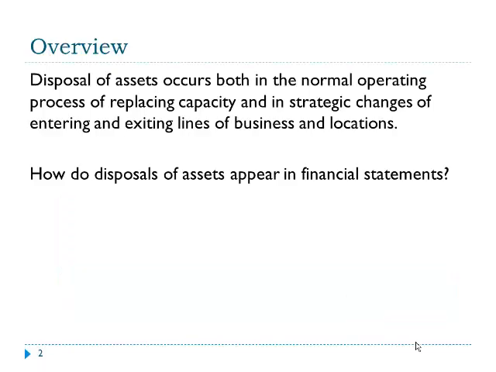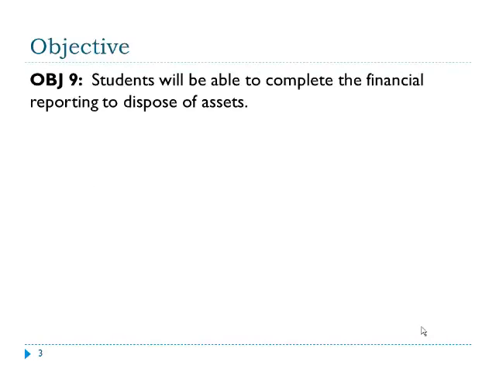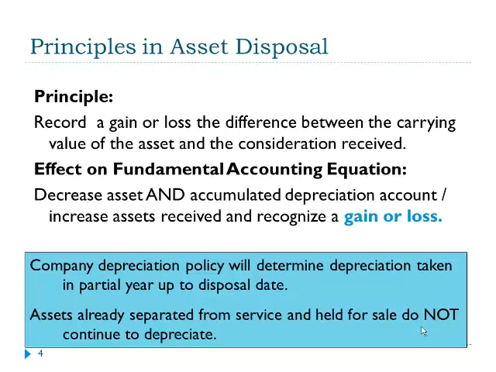Disposal of assets occurs both in the normal operating process of replacing capacity and in strategic changes of entering and exiting lines of business and locations. How do disposals of assets appear in financial statements? Our objective here is that students will be able to complete the financial reporting to dispose of assets.